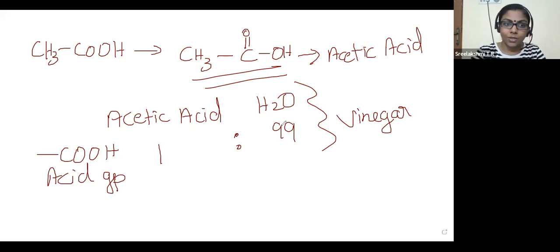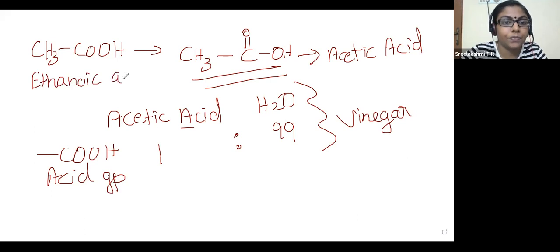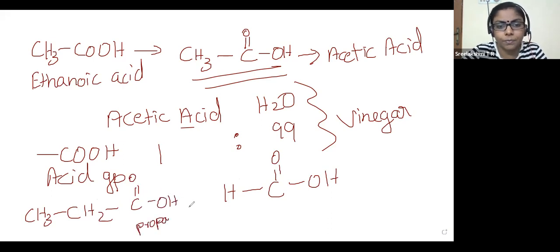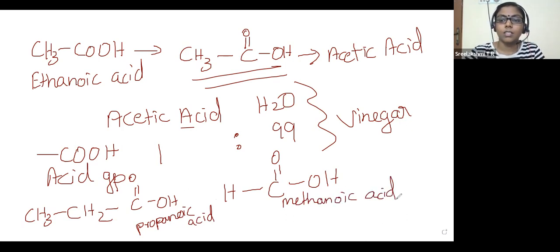The same acetic acid is also known as ethanoic acid. Ethanoic acid. So there should be a methanoic acid, isn't it? That is simply HCOOH. The next one is propanoic acid, CH3, CH2, C double bond O, OH. This is propanoic acid. This is methanoic acid. Methanoic acid. So here it is.